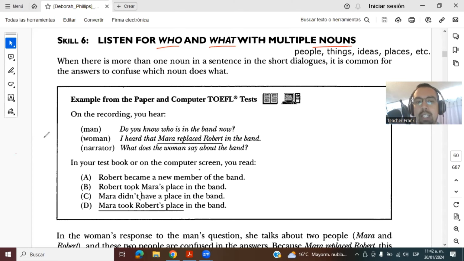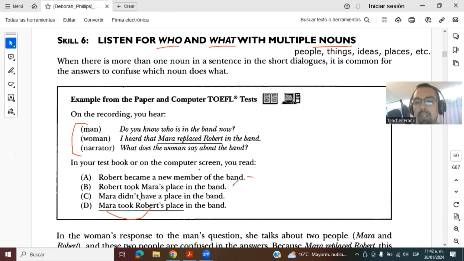Like, let's look at this example. The woman here will say, or the man, sorry, do you know who is in the band now? And the woman says, I heard that Mara replaced Robert in the band. So what does the woman say about the band? That Mara took Robert's place, right? In this case, Robert became a new member of the band. No, Robert took Mara's place in the band.